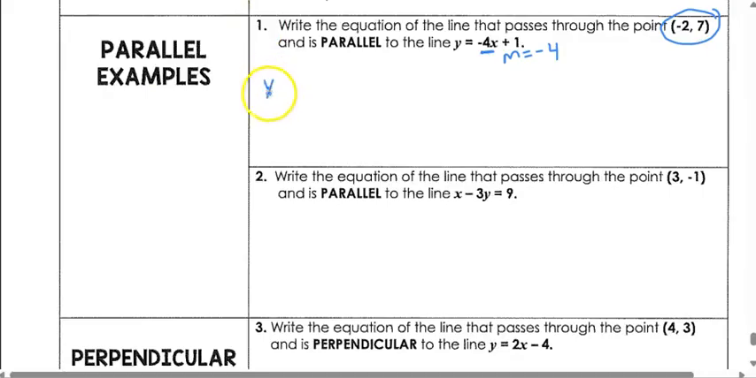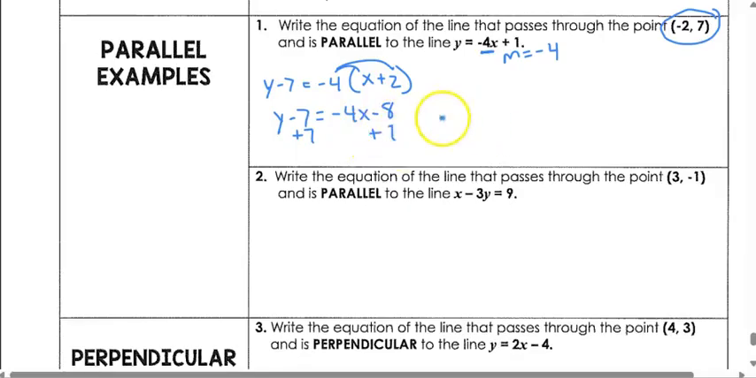If we do point-slope, it would be y - 7 = -4(x + 2), because my x is -2. Then I would distribute, so y - 7 = -4x - 8, and then I add 7 to both sides, and so my equation of the parallel line is y = -4x - 1. And that makes sense, right? They have the same slope, so they are parallel lines.